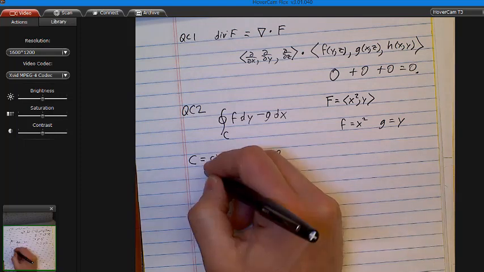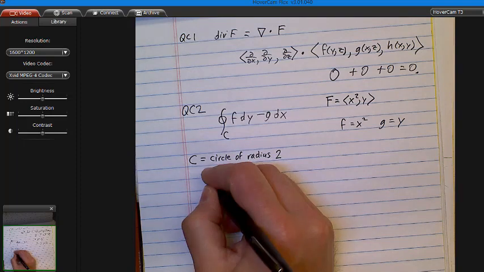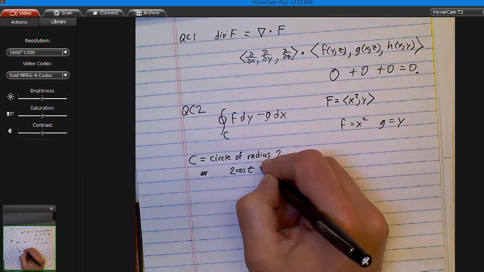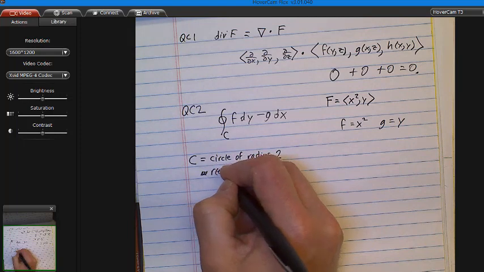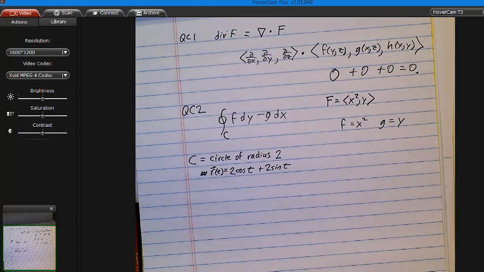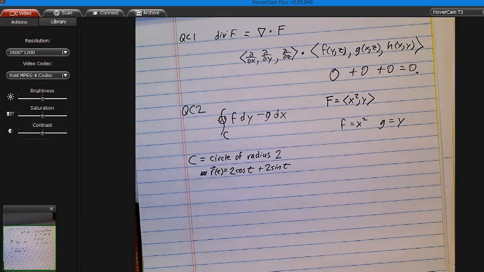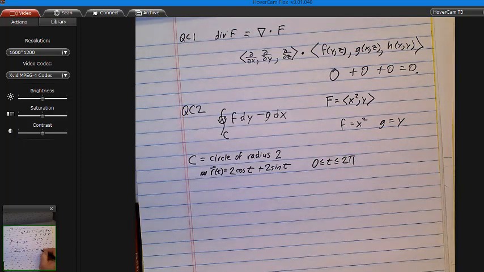Well, we know that, I mean, what, 2 cosine theta plus 2 sine theta? Maybe I'll use t. Everyone okay with that? That's r of t. That's a clockwise orientation, right? T just has to go between 0 and 2 pi. Right? So I guess we could do it directly using this parameterization. That's one thing we could do.